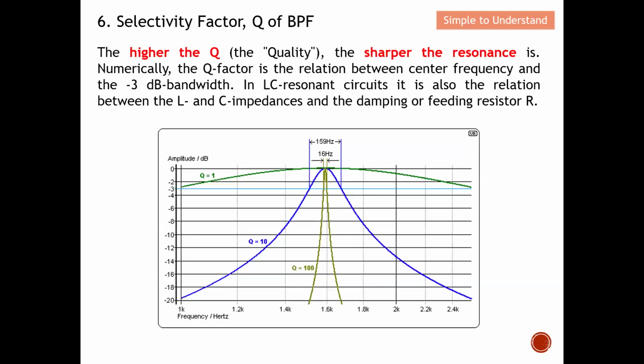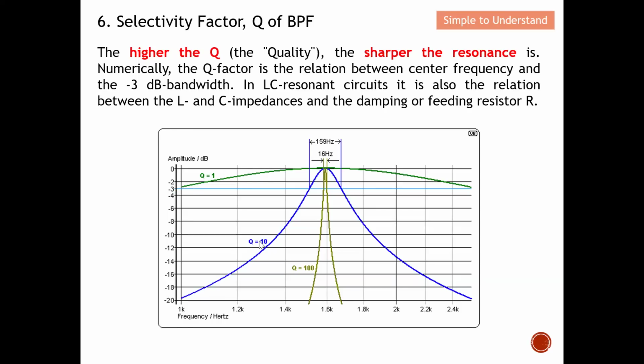This is another example here. As you can see, this is Q equals 1. You can see that it has a fairly big bandwidth, and the skirt of the filter is also not that ideal at all. When we increase the Q to 10, you can see that the bandwidth reduces drastically, and the skirt of the filter improves as compared to Q equals 1.